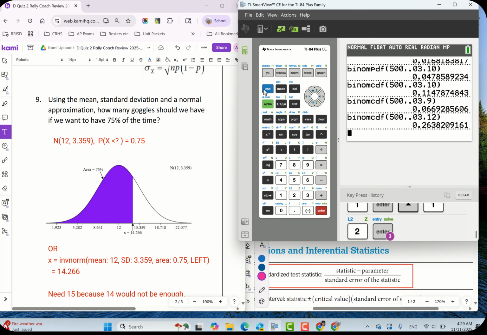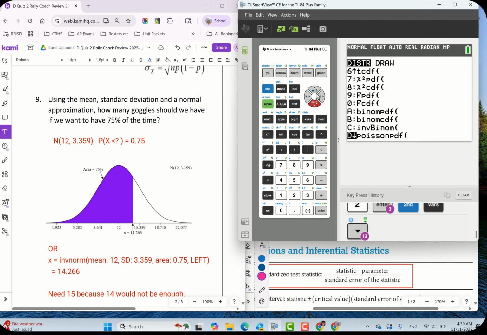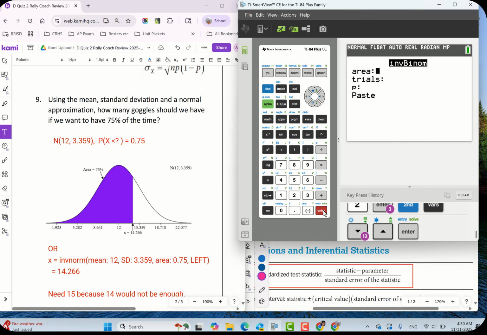On the TI, second distribution, do we have inverse binom? I'm not sure. Maybe we do. Ooh, there is an inverse binom. That's interesting. So we're going to play with this. Might as well.